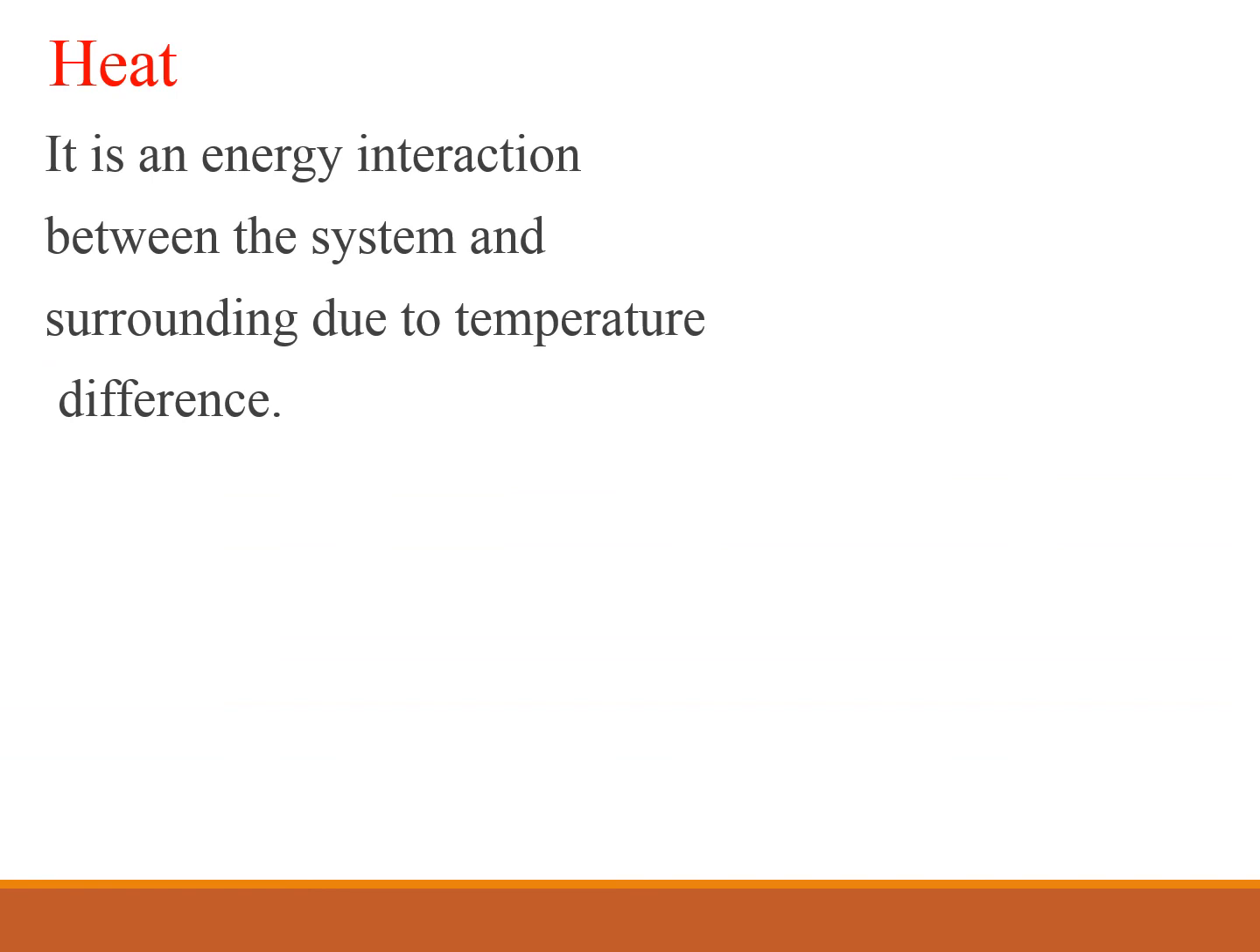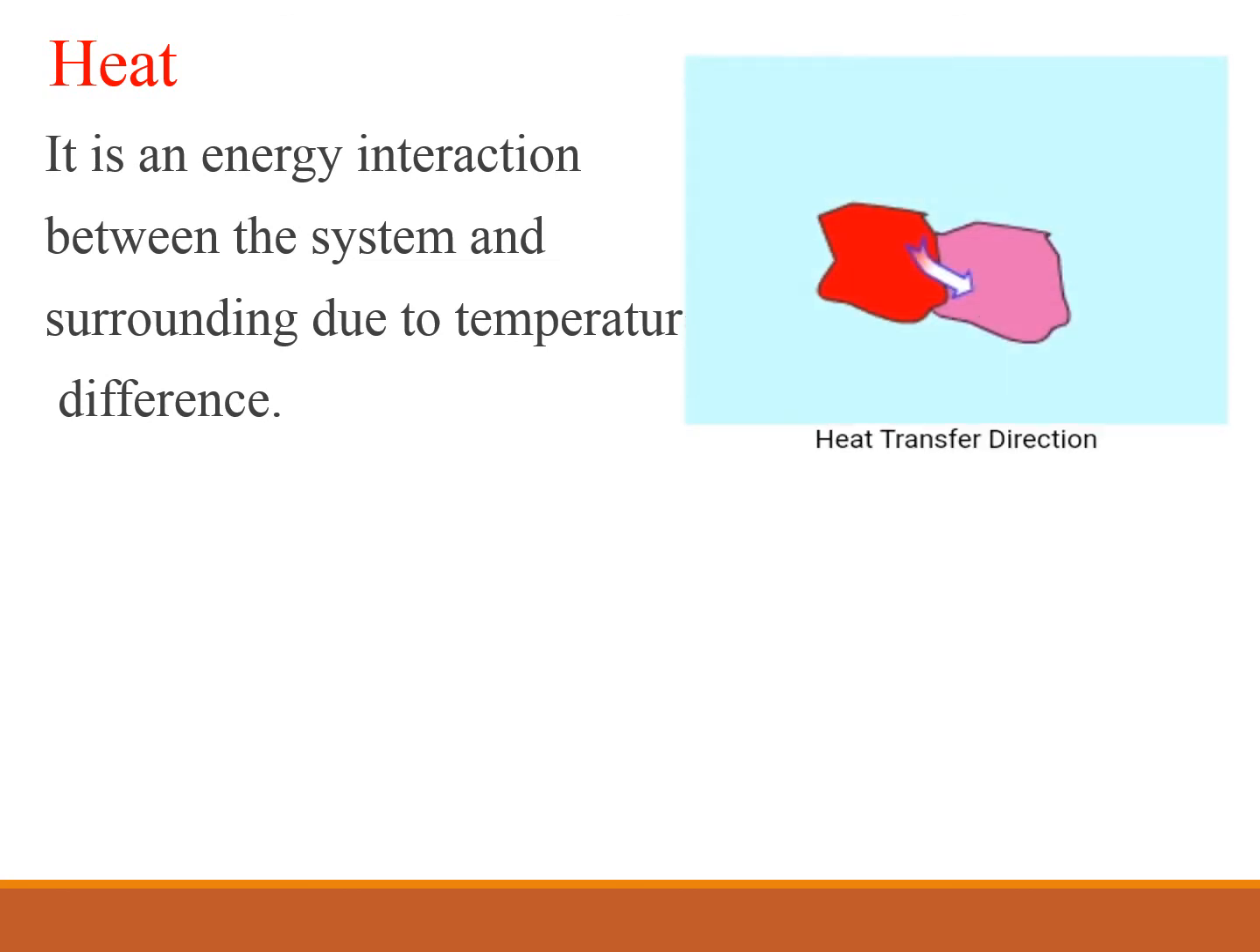Heat. It is the energy interaction between the system and surroundings due to temperature difference. Means heat energy transfers from one system to another only by reason of temperature difference between the systems. Heat exists only as it crosses the boundary of the system, and the direction of heat transfer is from higher temperature to lower temperature. In this diagram, heat transfers from higher to lower. So the direction of heat transfer is higher to lower.